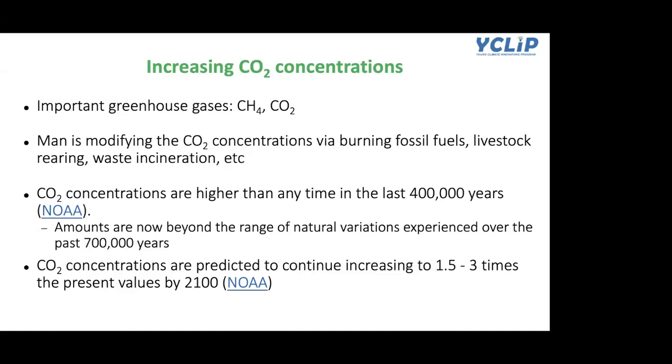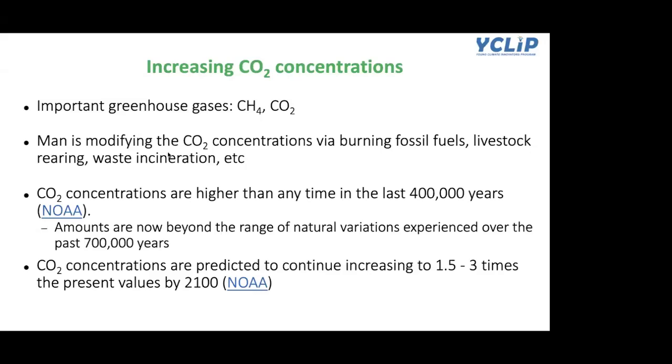So these are naturally occurring, but now we human beings are adding. So we say man is modifying the concentrations of carbon dioxide and methane. And we are doing that through the burning of fossil fuel, especially the rearing of livestock, waste incineration, and other practices. We are adding or modifying the concentration of these greenhouse gases in the atmosphere.